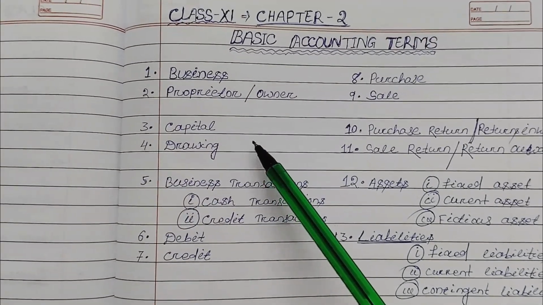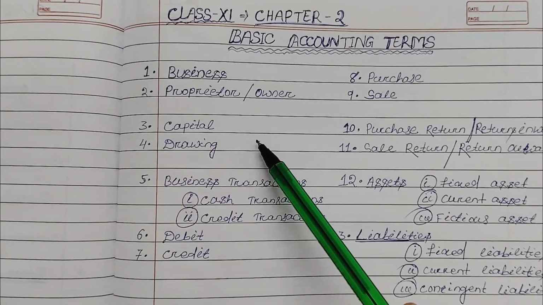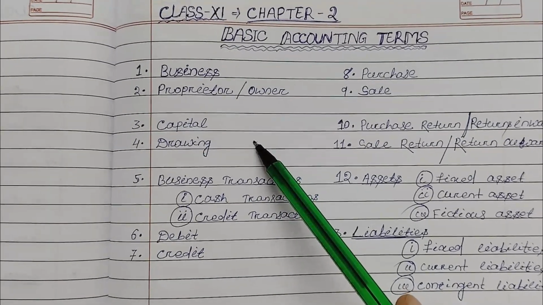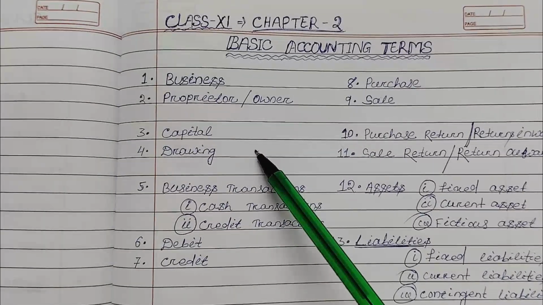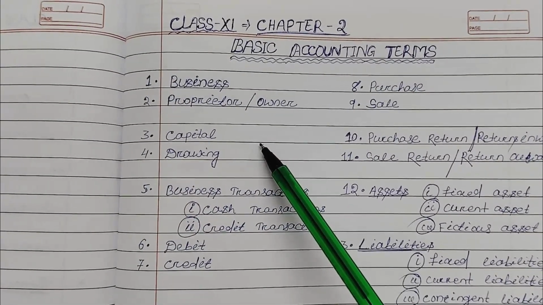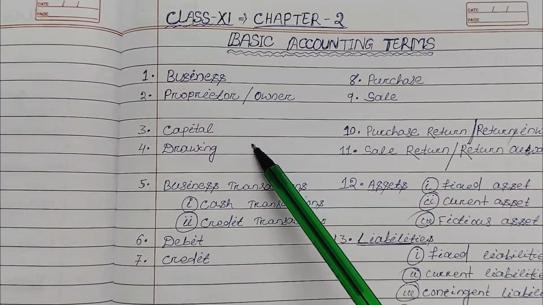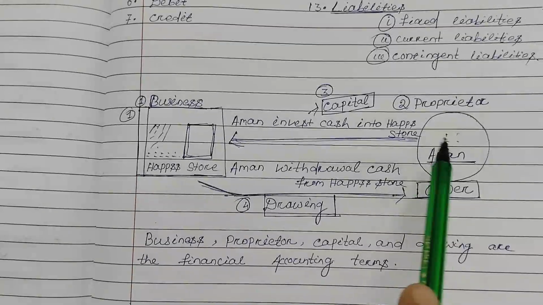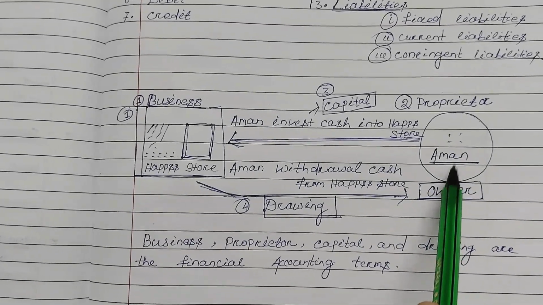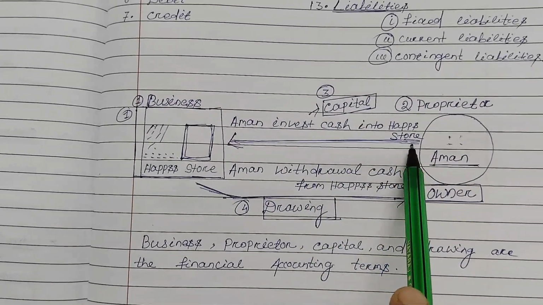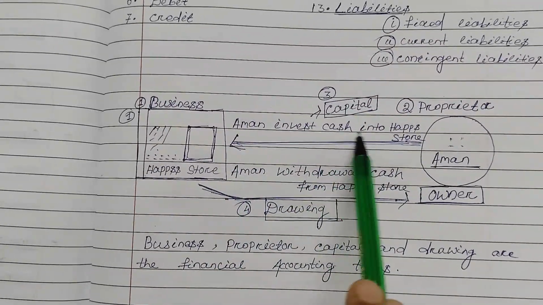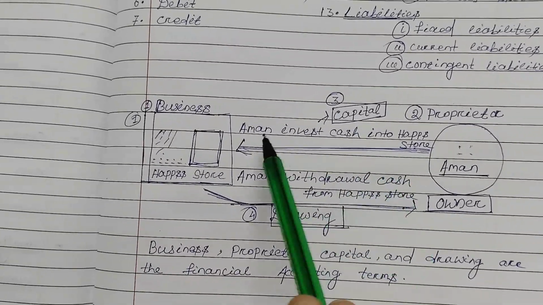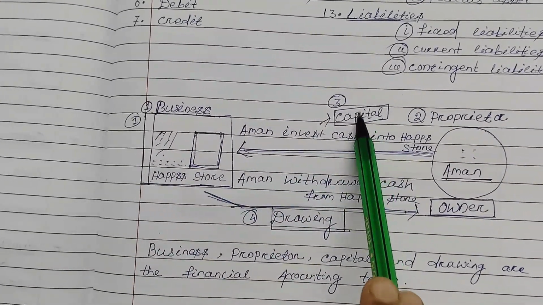Drawings. Any withdrawal by the owner from the business in cash or in any kind of item is called drawings. Let's understand with an example. Business. Suppose a customer Aman invests cash into a half store. This is a half store. Aman invests cash into the half store. It's called investing the cash by Aman. So this is capital.